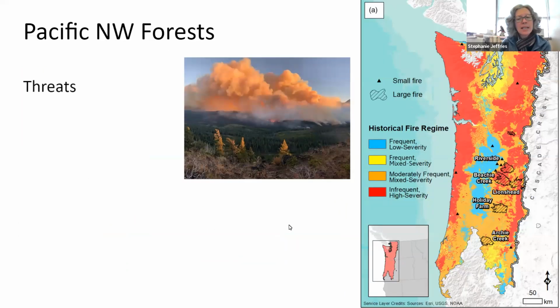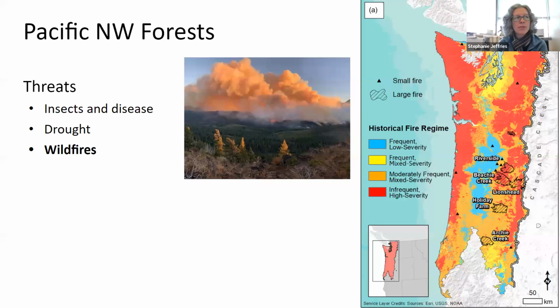And some threats to these forests of all the Pacific Northwest. So coming back and looking at the Coast Range as well as the Cascades, I wanted to talk for a few minutes about fire. Certainly these forests are threatened by insects and diseases that have become more prevalent. Climate change has made these forests more susceptible to extended droughts, and those droughts are responsible for wildfires.